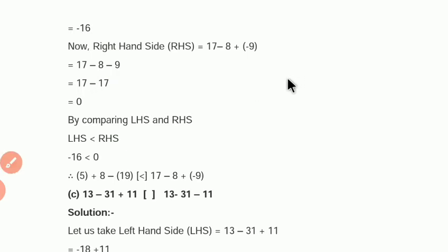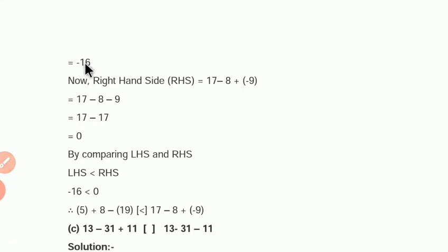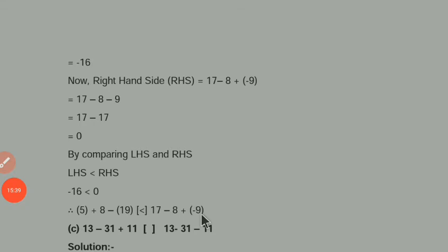Now we will compare the value of LHS and RHS. So LHS value is minus 16 and RHS value is 0. And we know that out of minus 16 and 0, the greater number is 0, because positive numbers are always greater than negative numbers. So 3 minus 19 is less than 17 minus 8 plus minus 9.